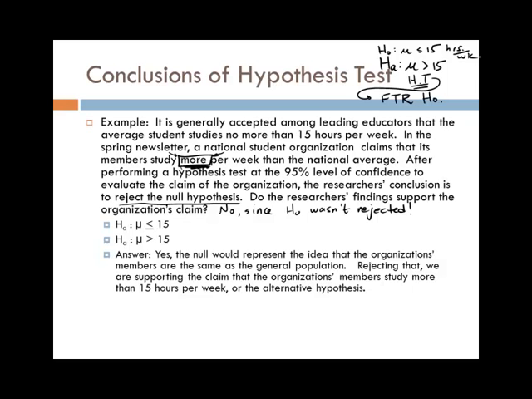So the null would represent the idea that the organization's members are the same as the general population. Oh, sorry, I thought it said fail to reject the null hypothesis. Well, in the case that they failed to reject, of course, the answer is no. Of course, I misread that.